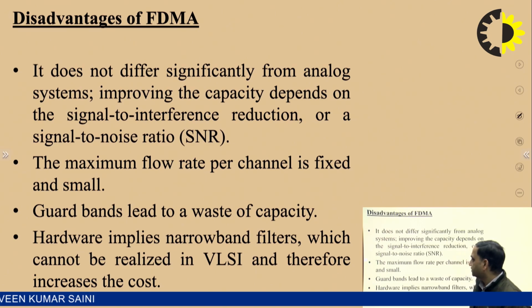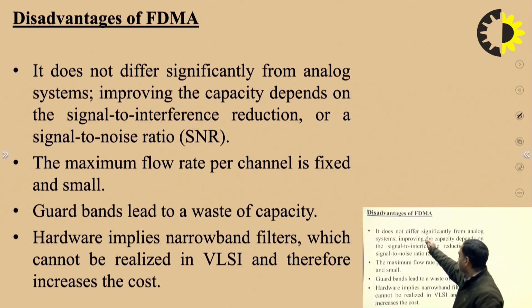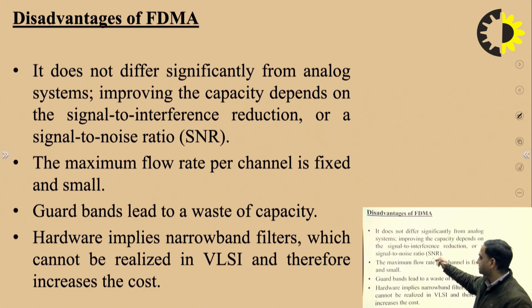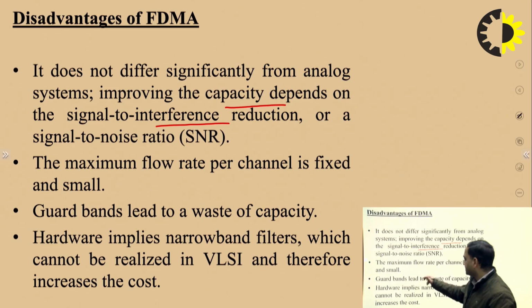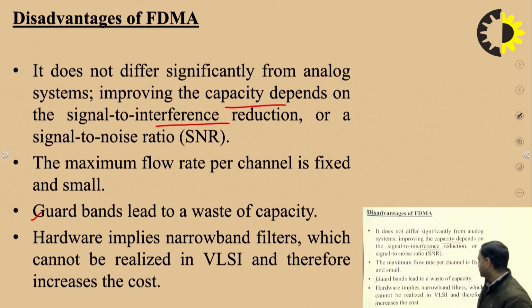Now the disadvantages of the FDMA system. It doesn't differ significantly from the analog system, and improving the capacity depends on the signal to interference reduction or the signal to noise ratio. So this is one of the issues which occurs in the FDMA system. Next, the maximum flow rate per channel is fixed and very small in this case, and the guard bands lead to a waste of the capacity.